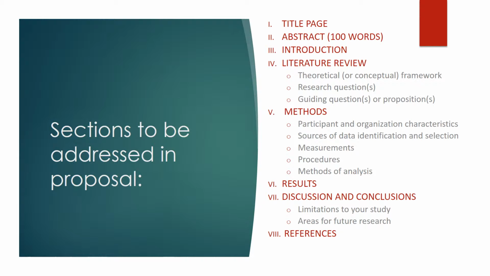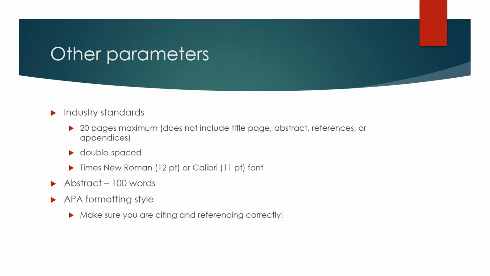The next section, discussion and conclusions, you're going to give me a brief summary of what your quote findings are. Again, that's assuming that your propositions were positive. And you're also going to tell me the limitations to your study and areas for future research. The final section is your full reference page following the APA format style.